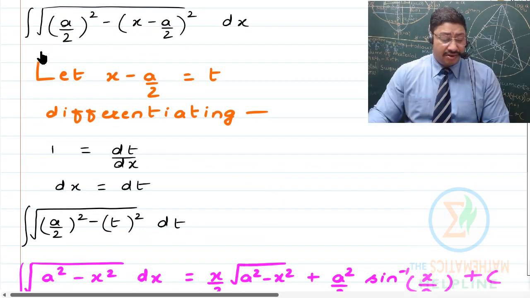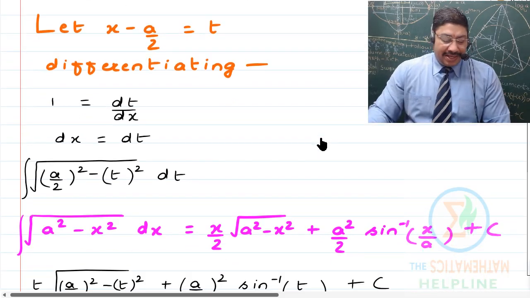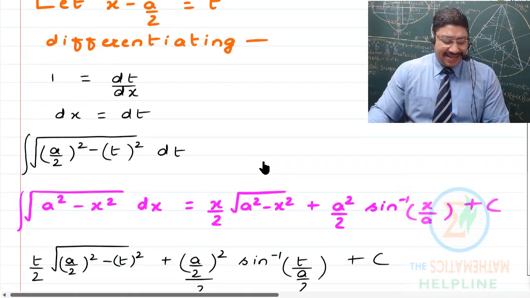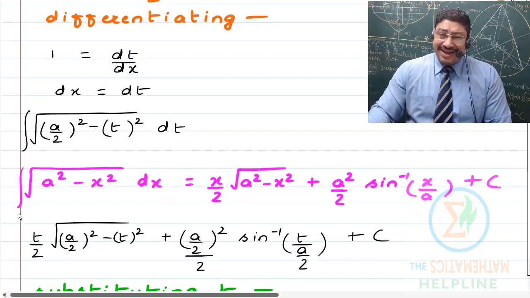So we have the integral of root of (a upon 2) whole square minus, in place of all of this, just t, and in place of dx, now we have dt. All right, so this becomes a very simple integral, the type that we've done yesterday, right? So we quickly write the formula.